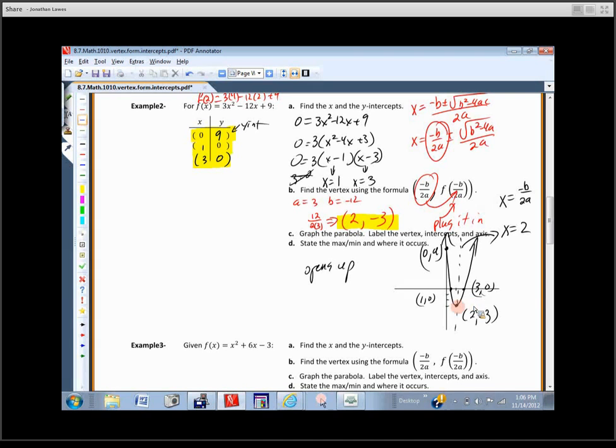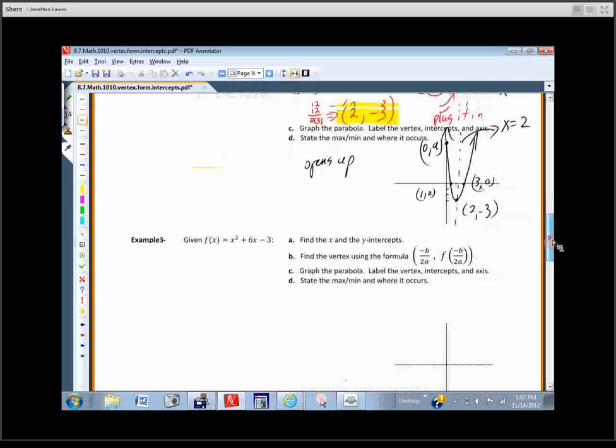If I went back 2, I'd normally go up 4. But I've stretched it by 3, so I'm going to go up 3 times as far as 4, so that would be 12. If I started out at negative 3 and I added 12, where would I end up? I'd end up at 9. So all of those points you could actually get from that pattern that we've been spending a lot of time on. Any questions?